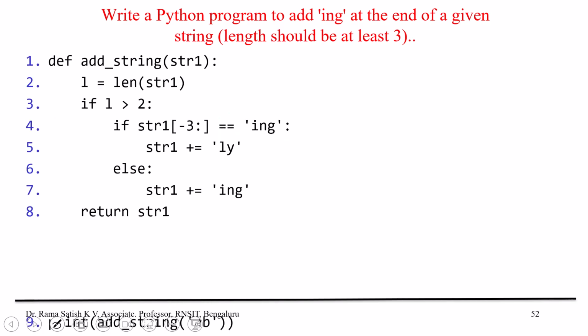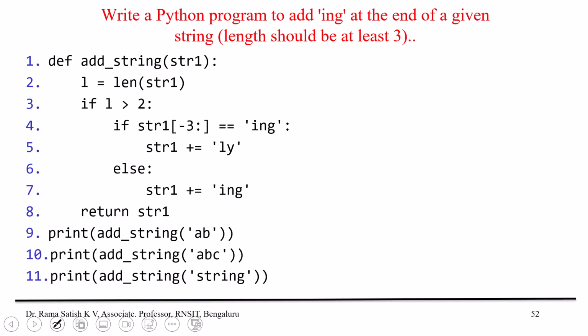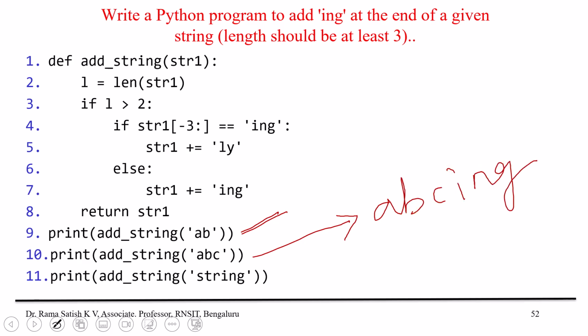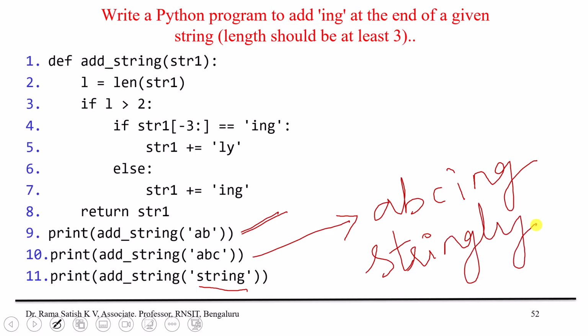For example, let me quote this. For this ABC, there is nothing, it leaves as it is. This is ABC, what it will do is ABC ing, it is adding ing. For the string where ing is already there, what it will do is add ly, stringly. Stringly is added.